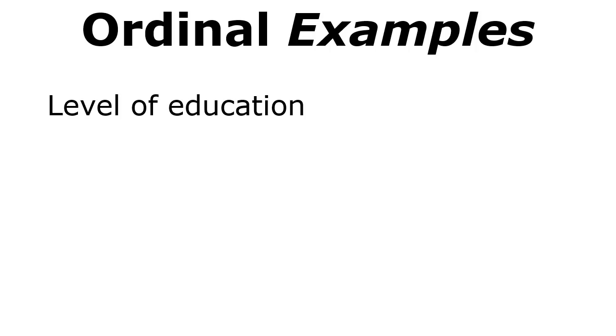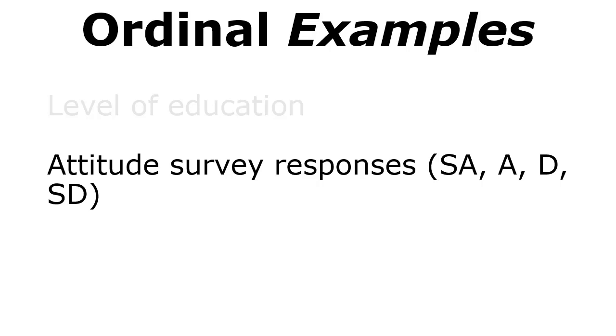There is an order to those numbers. They mean something, but the difference between a 0 and a 1 or a 1 and a 2 doesn't really, they're not equal. Attitude survey responses are another very common example of ordinal data, where you ask somebody to rate their level of agreement to a particular statement.